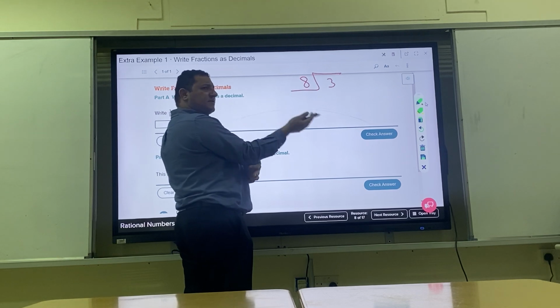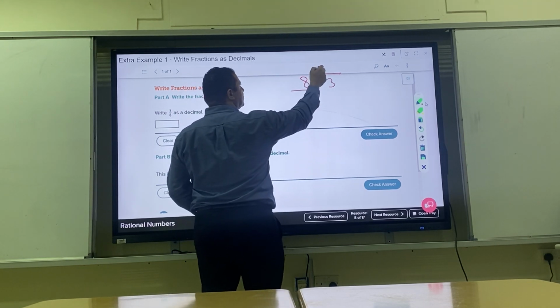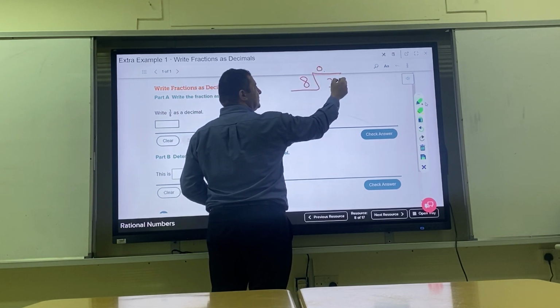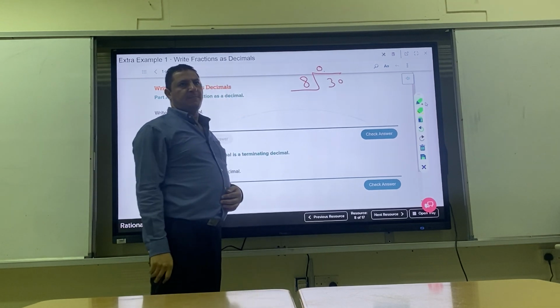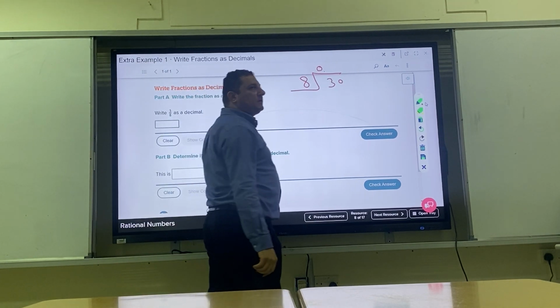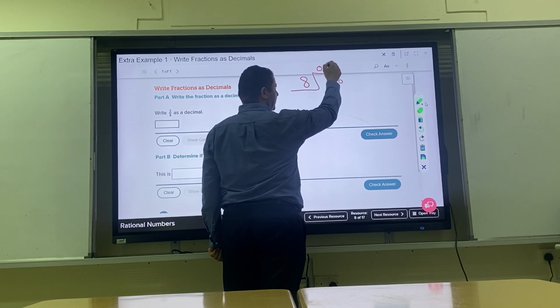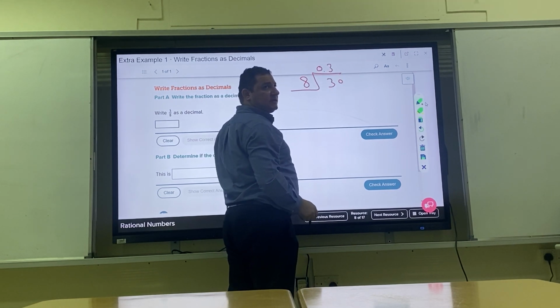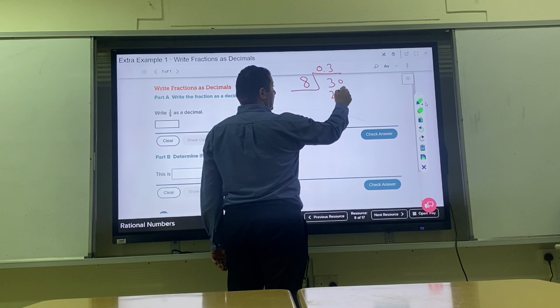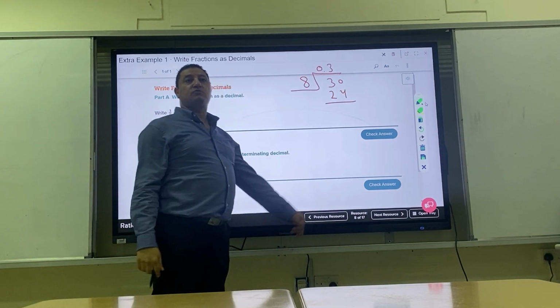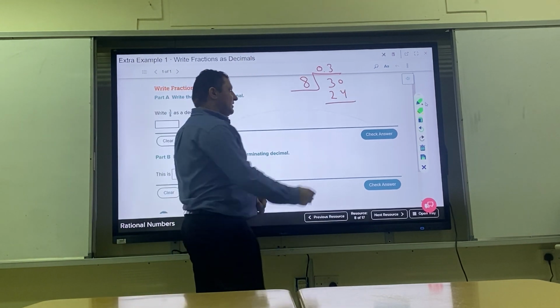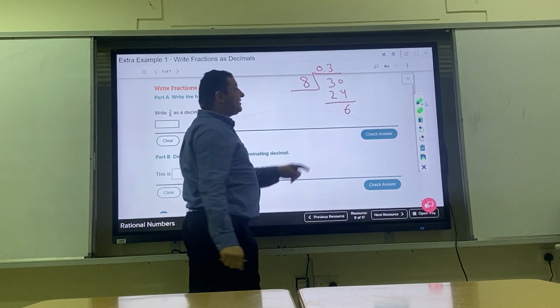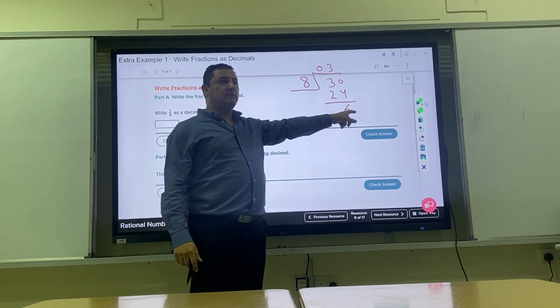How many 8s are inside 3? Nothing. It allows you to add 0 followed by a decimal point. Then I'll put a 0 here. How many 8s in 30? It's not 4, it's 3, because 3 times 8 is 24. And when I subtract, I got 6. Remember, we have a decimal, so can I add a 0 here?